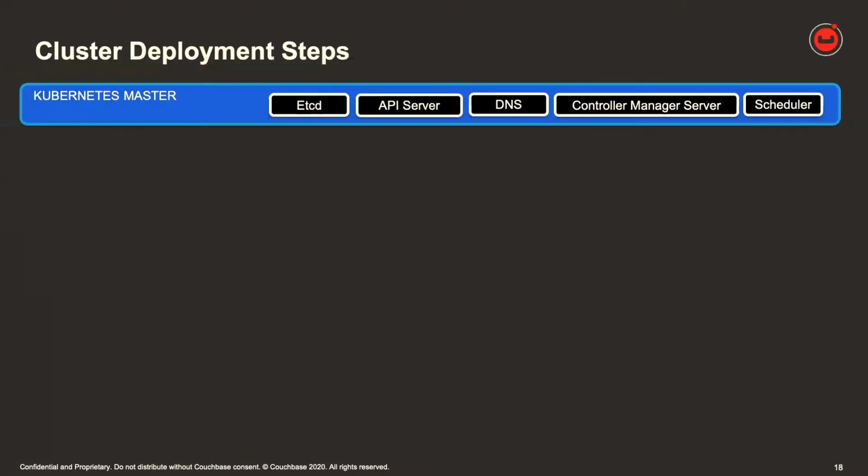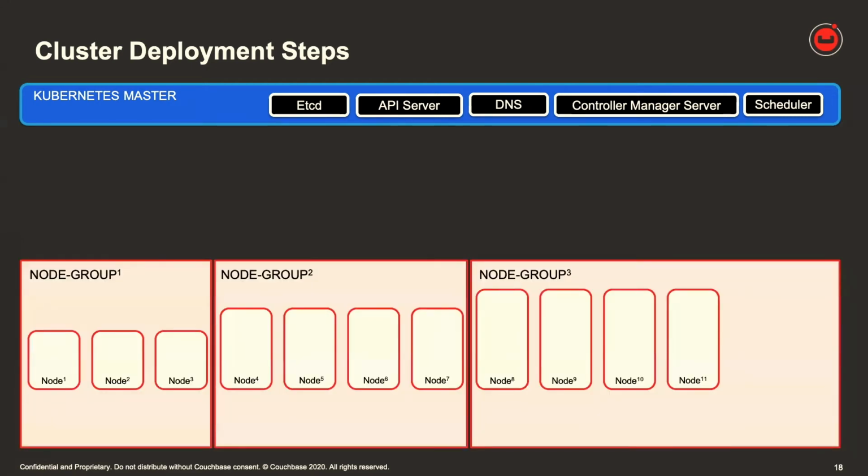Let me summarize the high-level steps one more time so it's easier for everyone to follow the demo. We will be deploying the Kubernetes cluster on Amazon, so we will use the eksctl command to deploy the control plane, also known as the Kubernetes master. Next, using the eksctl command, we will create a couple of node groups of different instance types. This is where we will finally be deploying our Couchbase cluster.